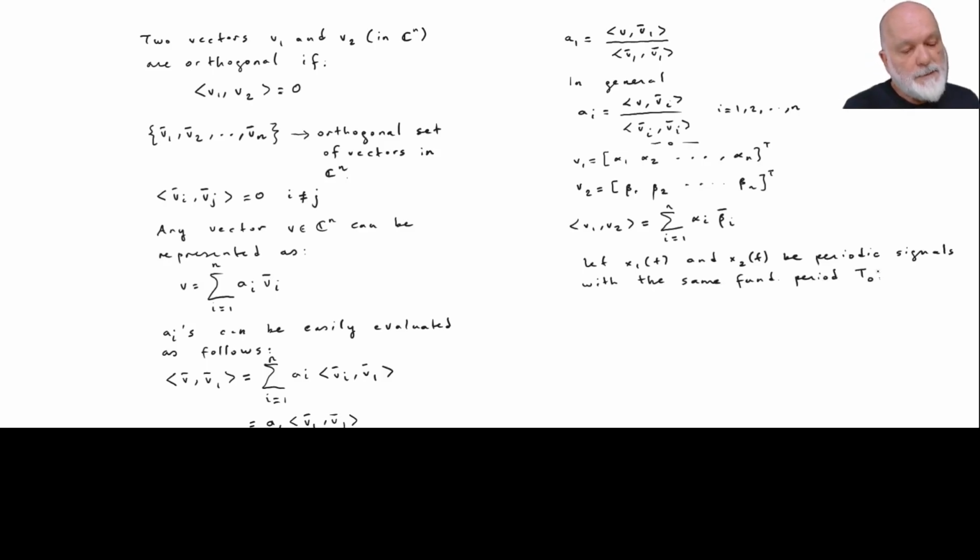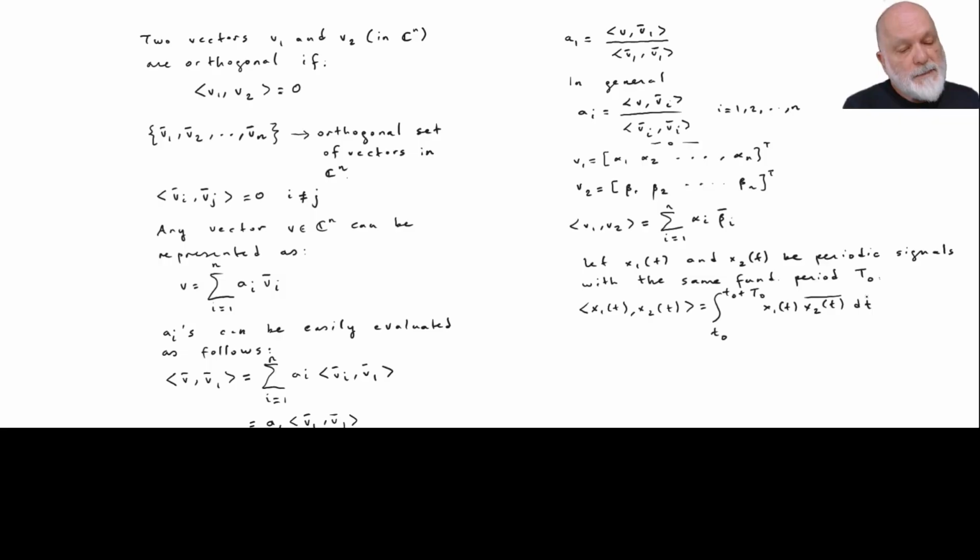Capital T0. The inner product of x1 and x2 is defined as the integral from T0 to T0 plus capital T0 of x1 of t times x2 of t conjugate, integrated with respect to t.